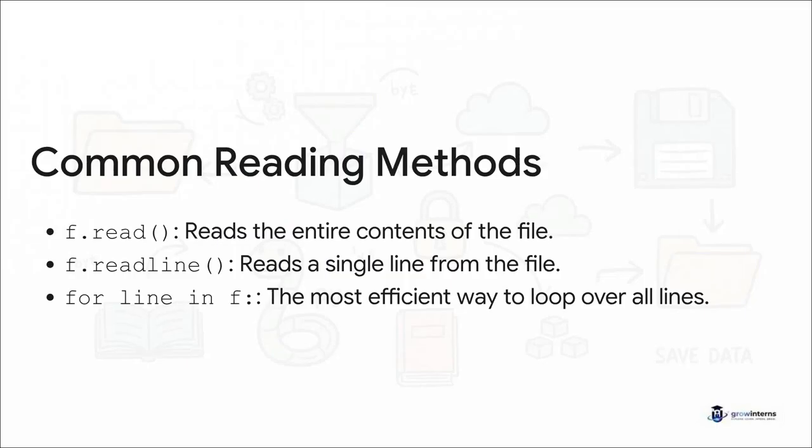Okay, so once we have that file object, we'll just call it f, we've got a few ways to pull data out. You could use f.read() to just slurp up the entire file in one big gulp, but be careful with giant files. You could also use f.readline() to grab one line at a time. But honestly, the best, most elegant, most Pythonic way is to just loop directly over the file object. It's super efficient with memory, it's fast, and your code looks beautiful.